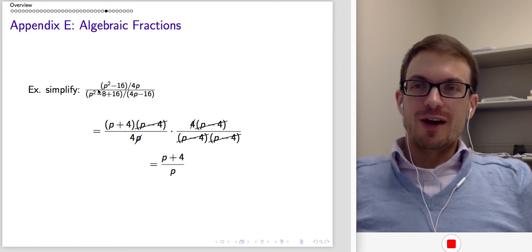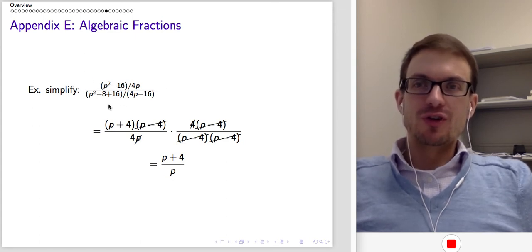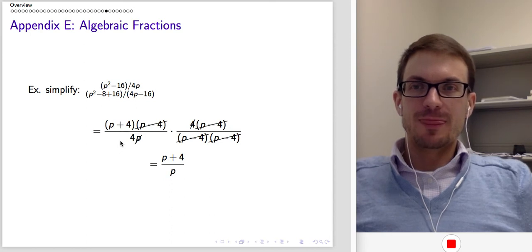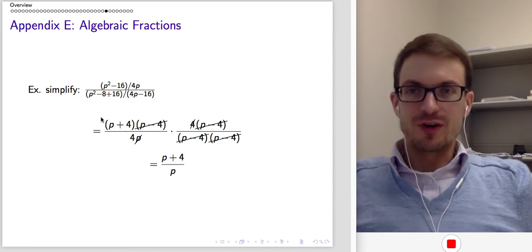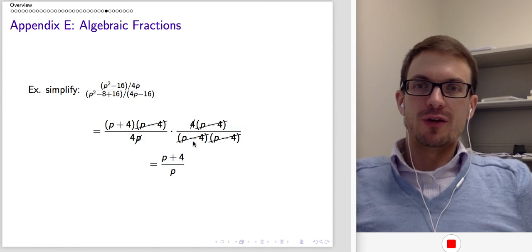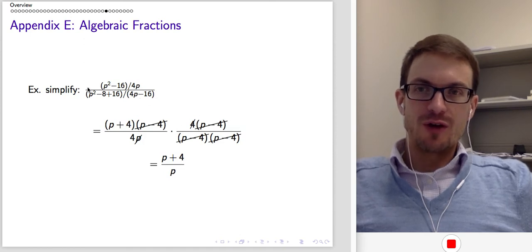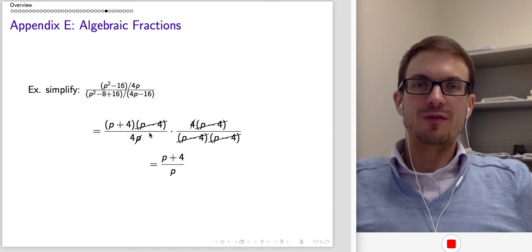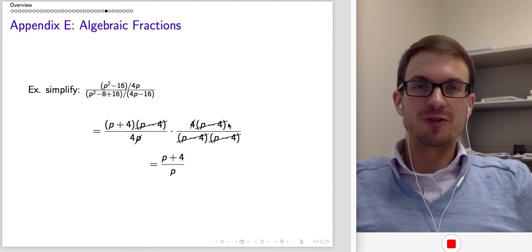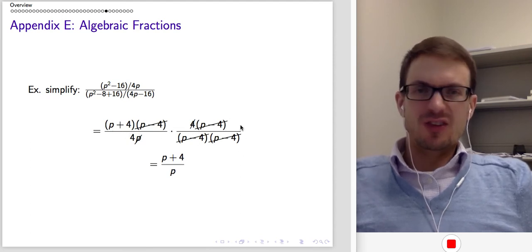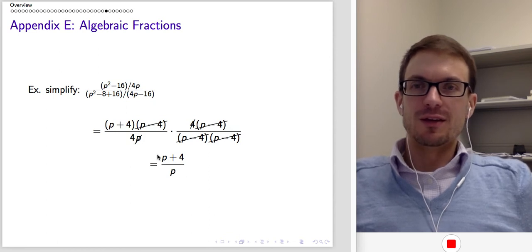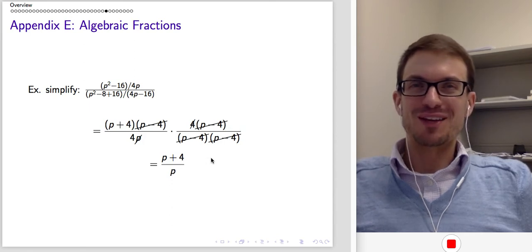Okay. So we can simplify this one. Here we have division in the numerator, division in the denominator. So I'll just write this first one as our initial fraction. The other one I'll write with this as the numerator, this is the denominator, right? Because dividing by a fraction is multiplying by its reciprocal. And that just canceled everything immediately. And we have p plus 4 over p. Well, I factored and then I canceled everything immediately.